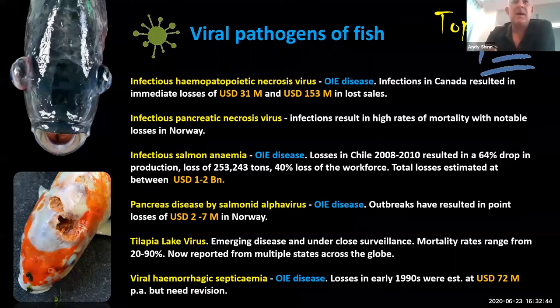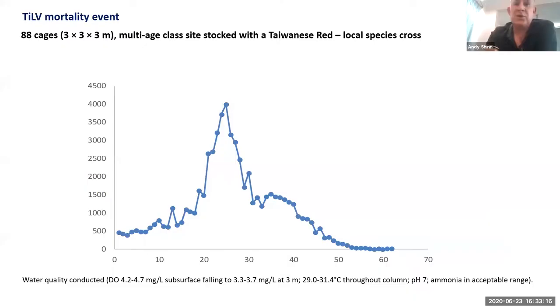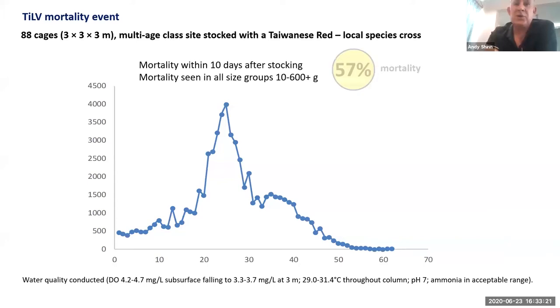Just to focus on one particular, perhaps notable virus, tilapia lake virus is being discussed by many, many people at the moment. It has the unfortunate name of syncytial hepatitis of tilapia, but we're going to stick with the term TILV. It's been reported as a mortality mostly in young fish, but I can show you in this next slide. We went to one site in Asia, again, I won't tell you where, they had 88 cages of tilapia being grown. And over a period of just 2 months, the site had a 57% mortality in their stocks.